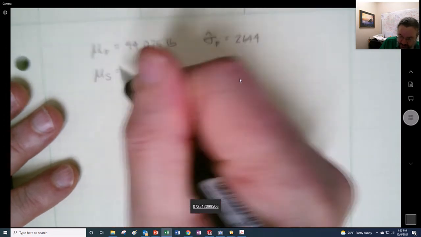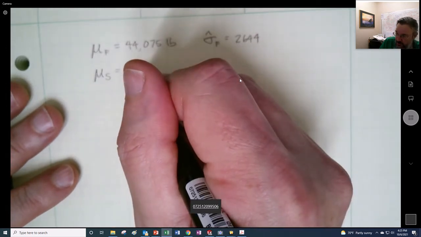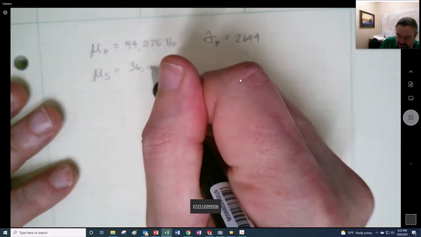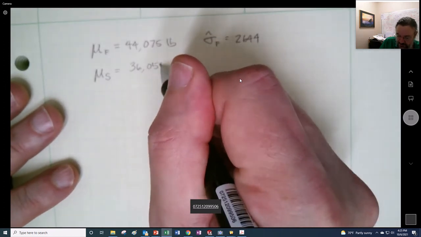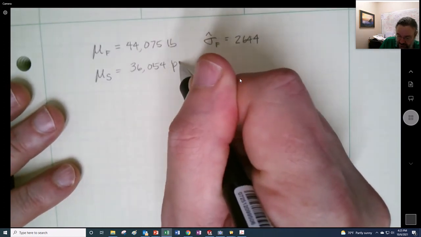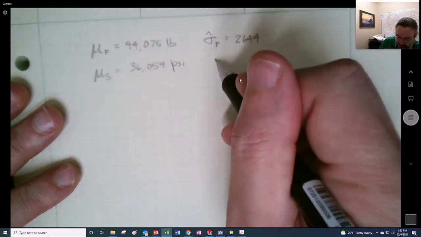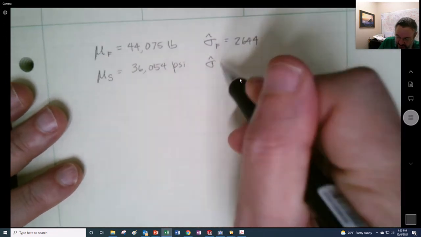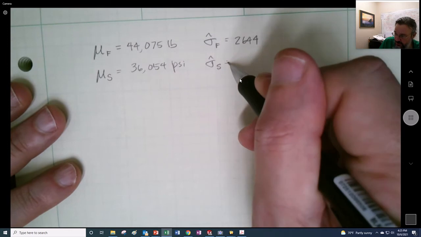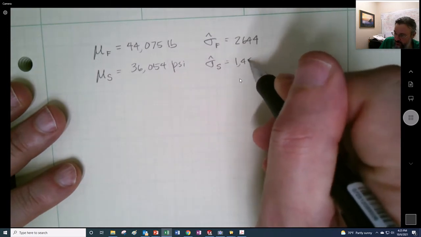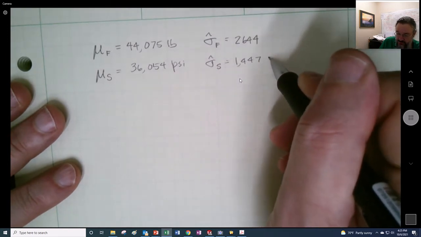So the strength right there is 36,054 psi, and the standard deviation of the strength is 1,447 psi.